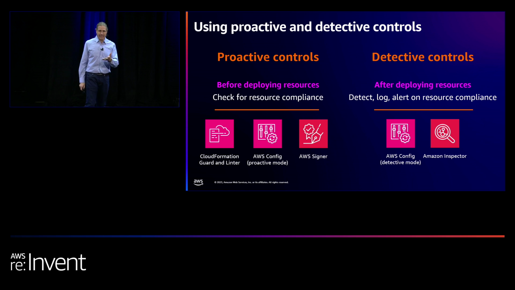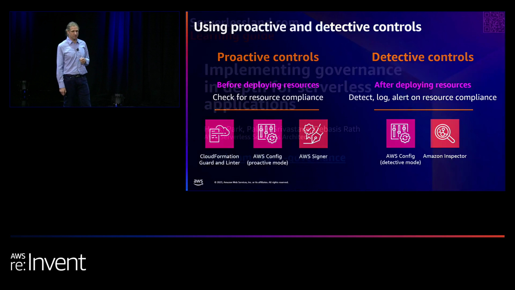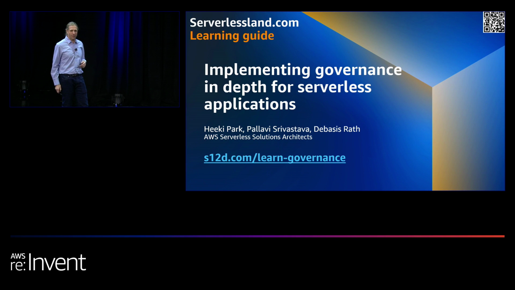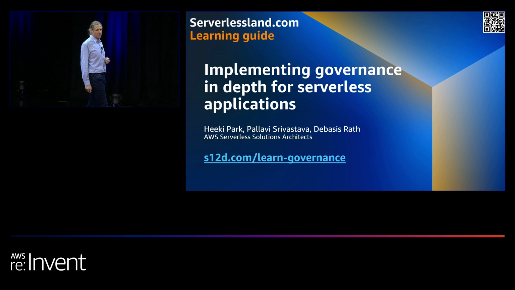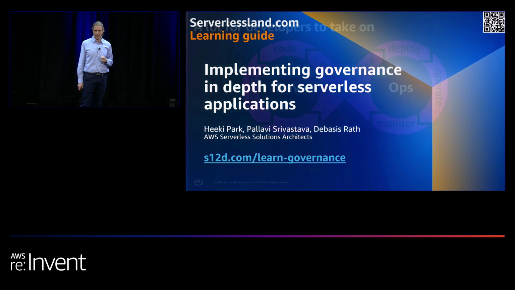And then on the other side, you've got the detective controls while your app is running, to ensure that your app still stays in compliance, checking for vulnerabilities and config issues on a continual basis. AWS Config is still helpful, and you can also use the cool Amazon Inspector for ongoing vulnerability management. Again, another jumping off point, lots of learning guides and information on implementing governance in depth for serverless applications. The link is in the resources page, so I suggest you take a look.